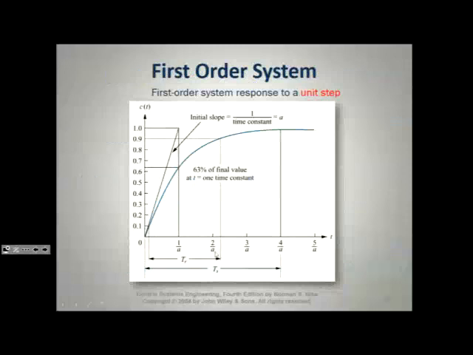I suppose the only thing that might be of some relevance is that this settling time for a first order system is defined as being approximately 4 time constants.